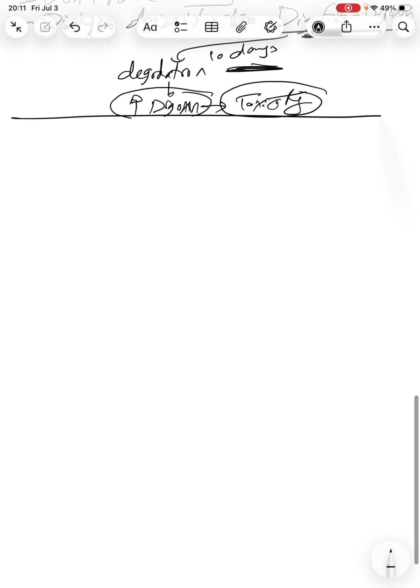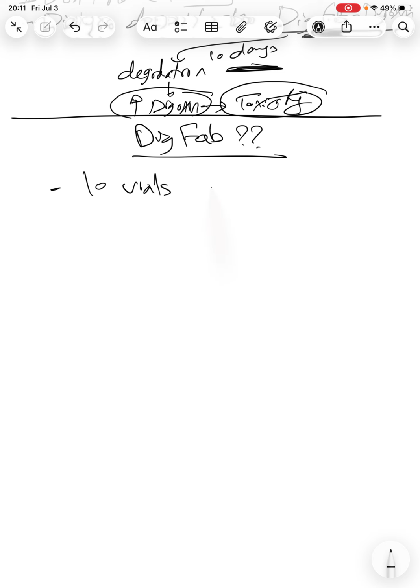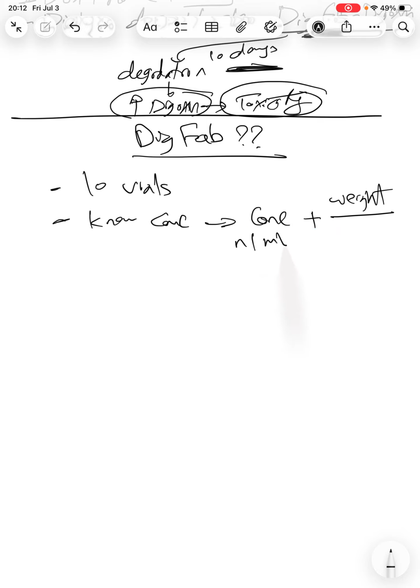We will have some scenarios. So first of all, how much Dig Fab should I give for the patient? Usually we start with 10 vials if we don't know the concentration. If we know the concentration, we calculate it: the concentration in nanograms per milliliter times weight over 100.